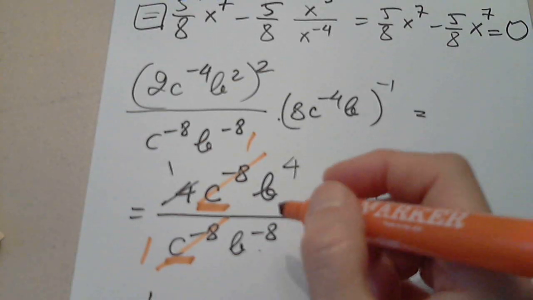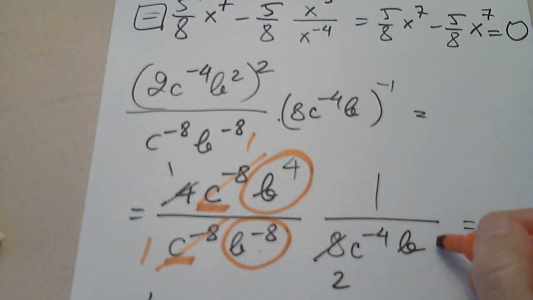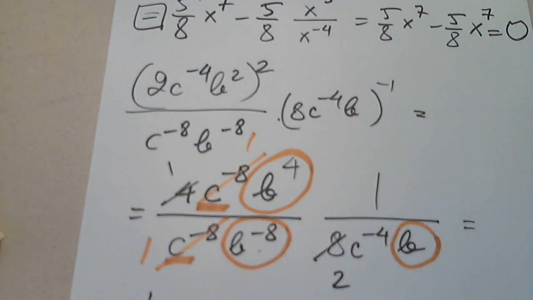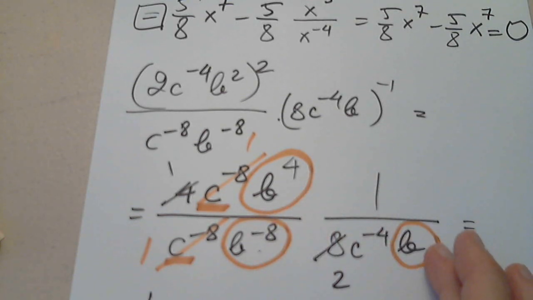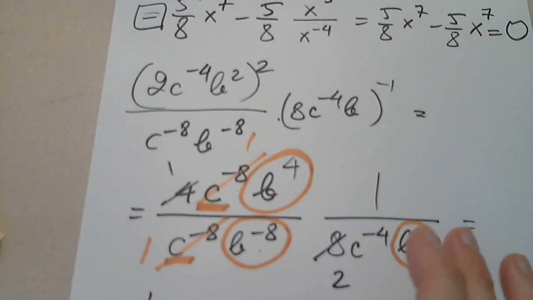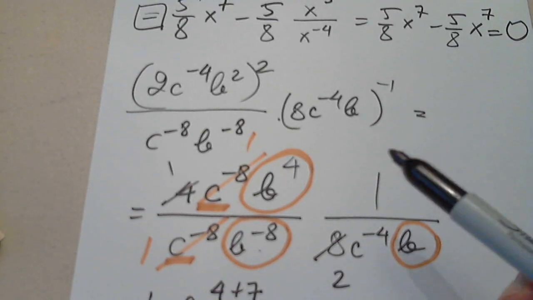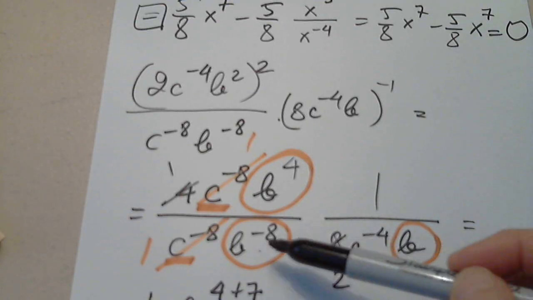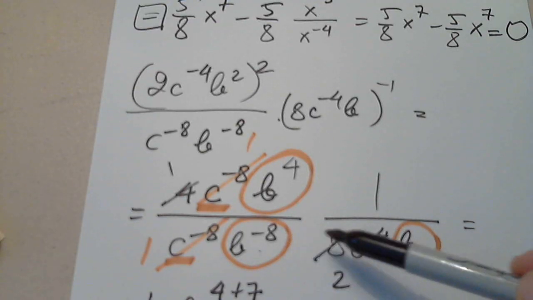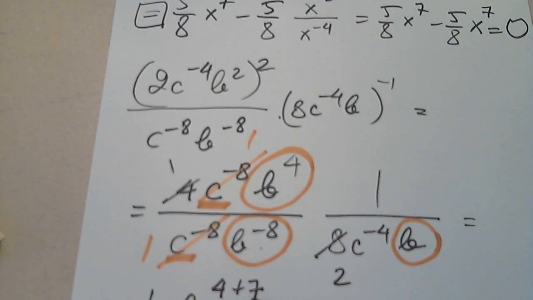Good. Now, I have B to the 4th, I have B to negative 8, and I have B. B to negative 8 plus 1, that's negative 7. So B to 4 minus negative 7. So the power at the top is 4. When I multiply and I add the exponents, I get negative 7. But from 4, I have to subtract negative 7.